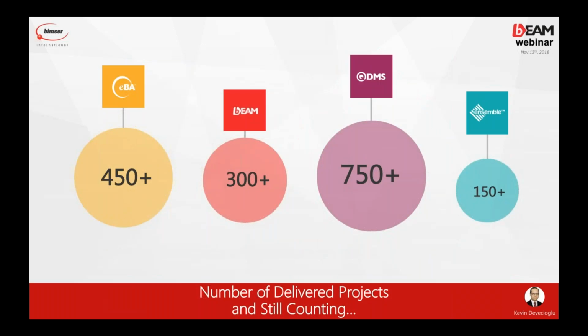Then we look at our implementation figures. You can see by the end of last year how many implementations we have done globally. These figures also show the number of our clients globally. We have IBA with a deployment of more than 450, BEAM deployed more than 300 times, QDMS implemented more than 750 times, and Ensemble more than 150 times, and still counting.